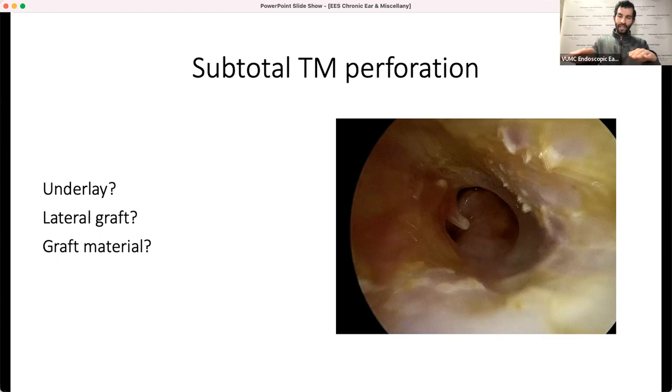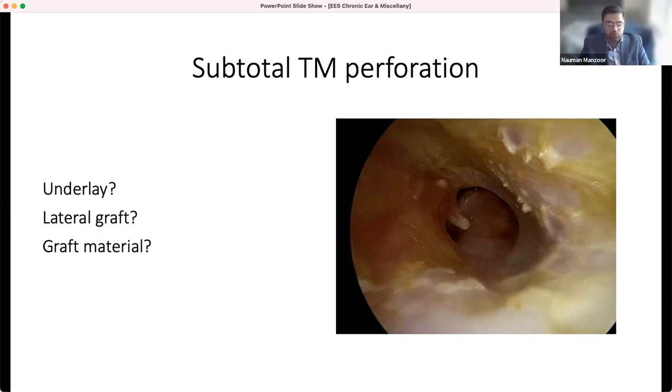So I want to make sure that the gel foam is stacked up to the level of the anterior annulus, so that when I put my graft on top of the gel foam, I can very easily tuck the anterior edge of the graft underneath the tympanic membrane remnant and have it supported underneath by all of that gel foam. Fortunately, I've had good luck with that, but I do think that's a piece of minutia that's really critical for these repairs.